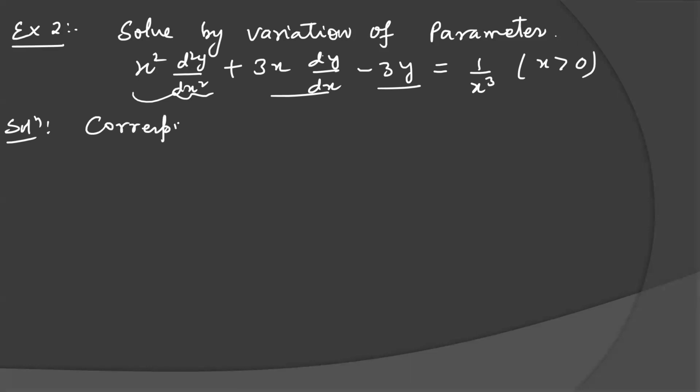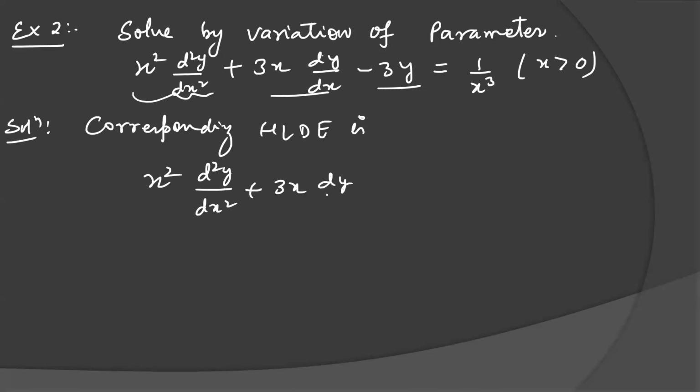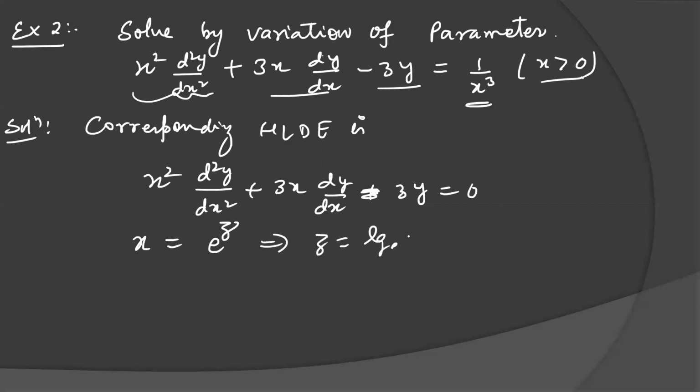So the corresponding homogeneous linear differential equation is x square d2y by dx2 plus 3x dy by dx minus 3y equal to 0. We will make this term 0. Now this is a Cauchy-Euler equation. We will replace x equal to e to the power z. That's why x is greater than 0, because the exponential is always greater than 0. Then your z will be log x.